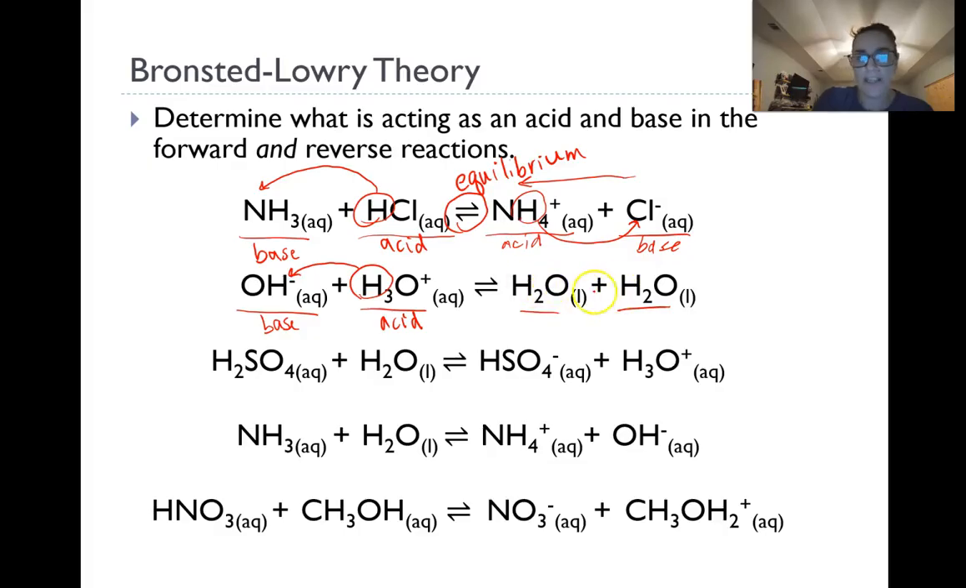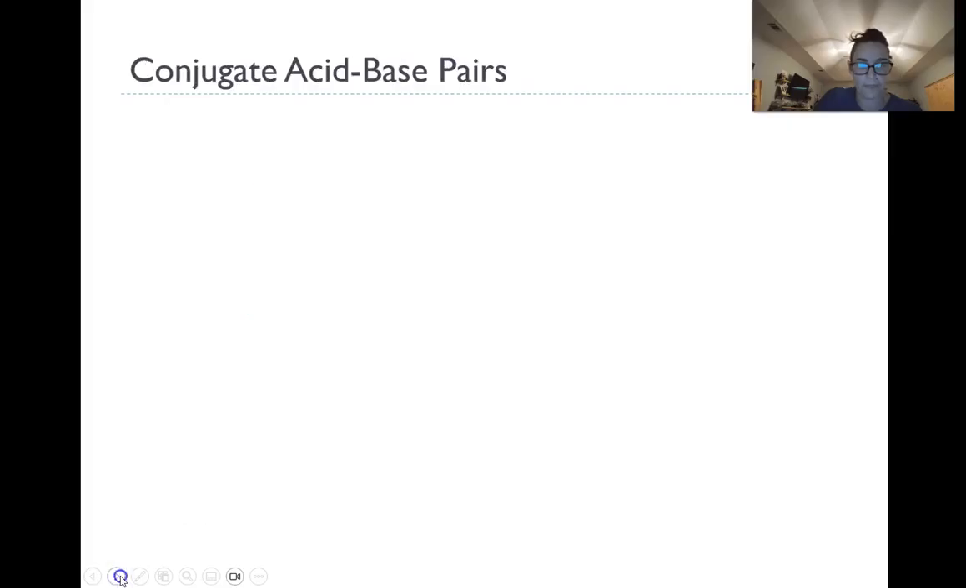Now the second one is a little bit tricky because there are two waters, but one of them is definitely giving its proton to the other one. I'm just going to take the one right here, giving its proton to the other one. So in this case, one water is acting as the acid and the other one is accepting that proton, so it's acting as the base. So go ahead and do this for both the forward and the reverse reactions for the last three.